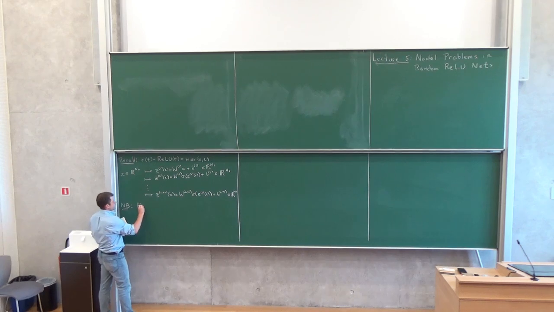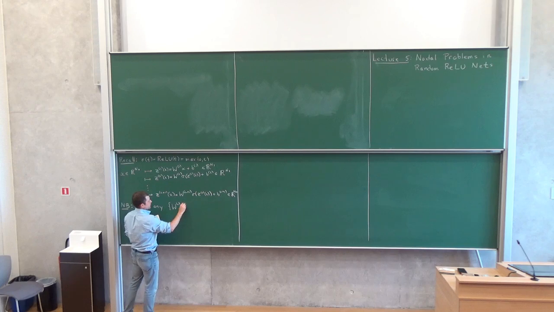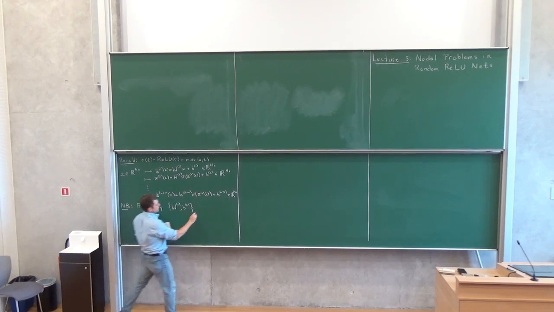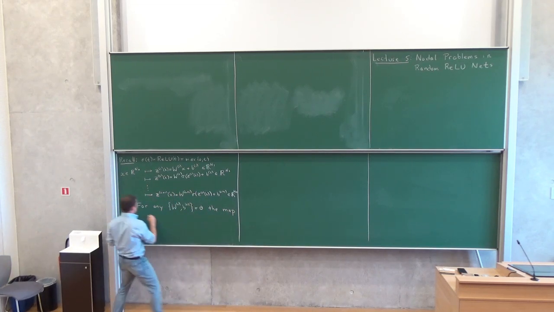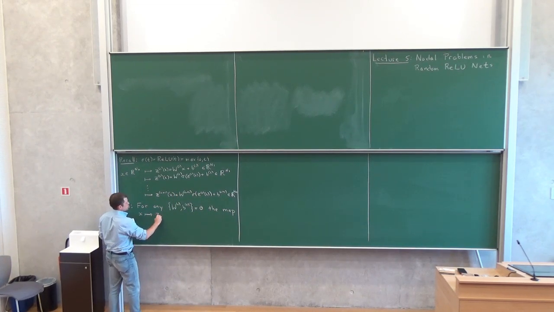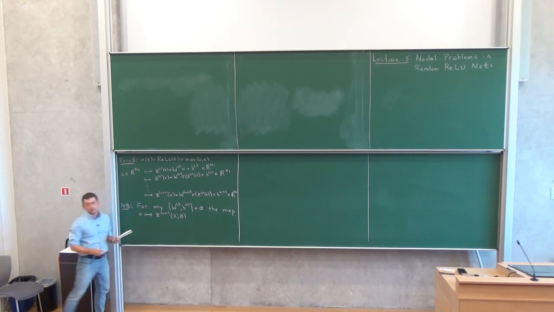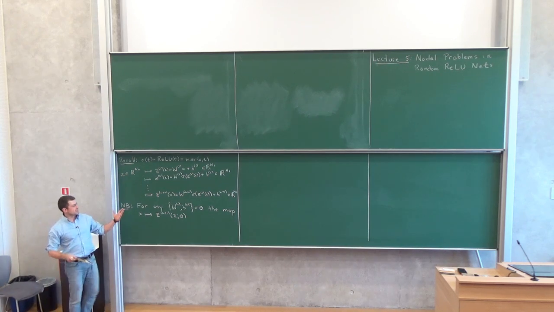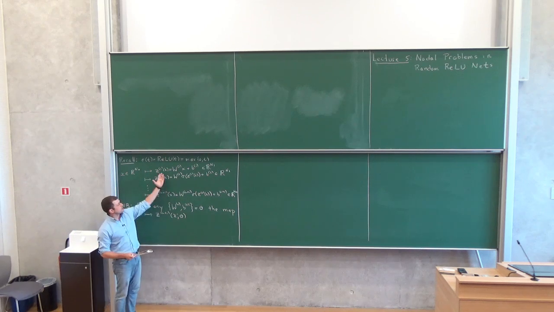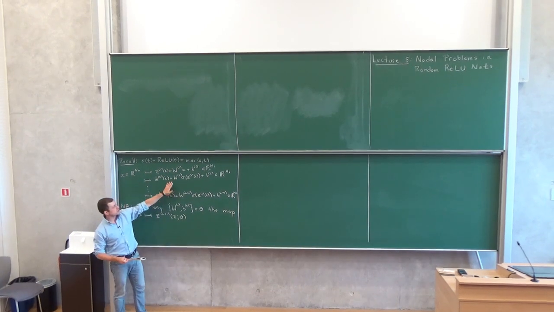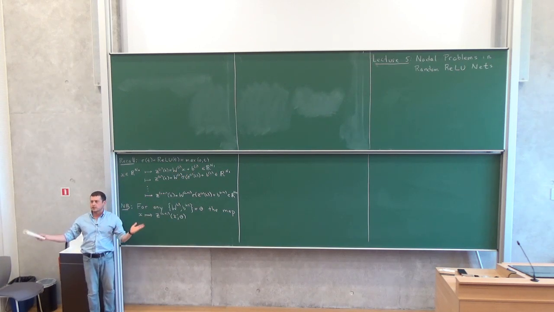For any setting of parameters, for any W's and B's, the function you get, let me call this theta, the map from inputs x to outputs at this particular value of theta, is always continuous and piecewise linear. Why is that? Because it's a composition of things that are continuous and piecewise linear. Certainly affine transformations are continuous and piecewise linear, and so is the ReLU itself.